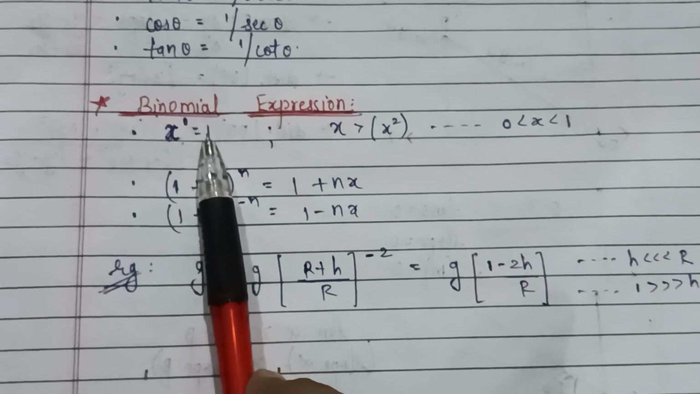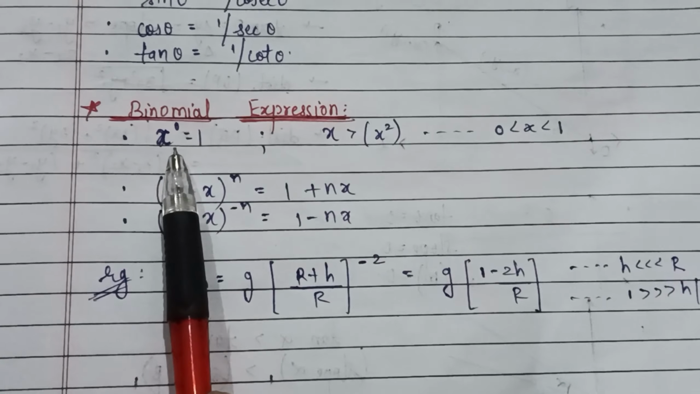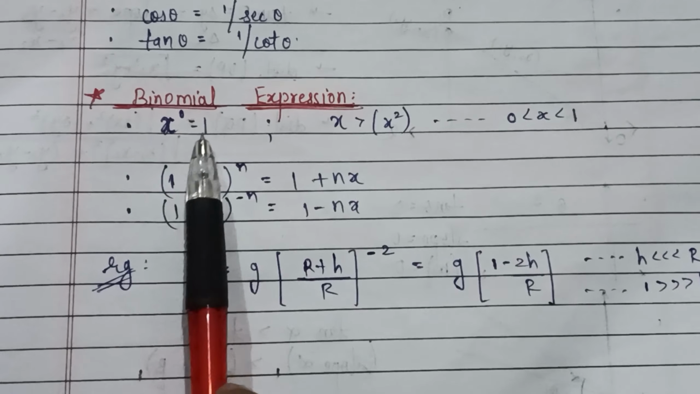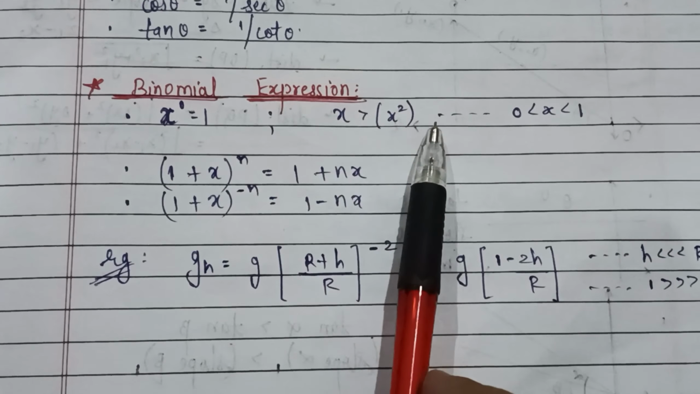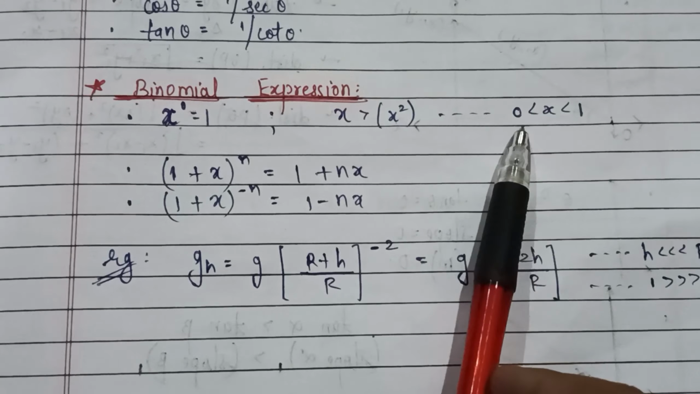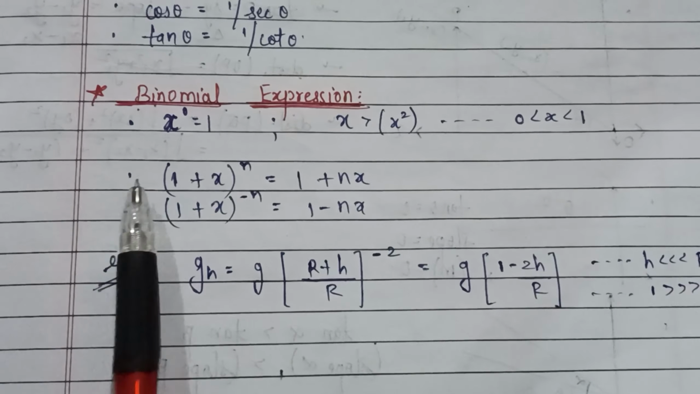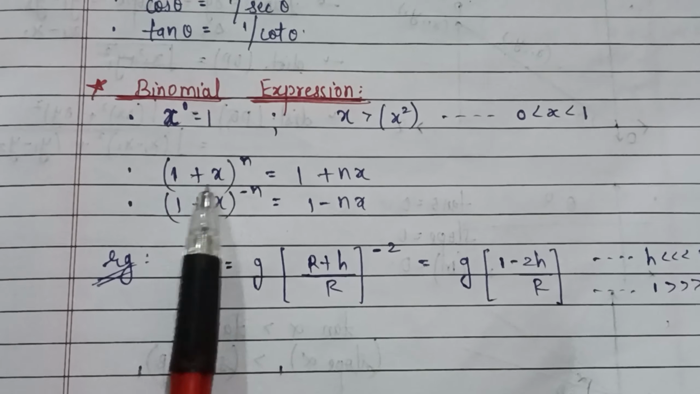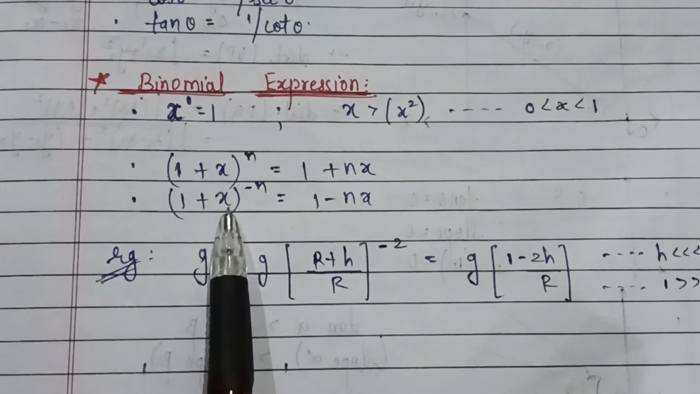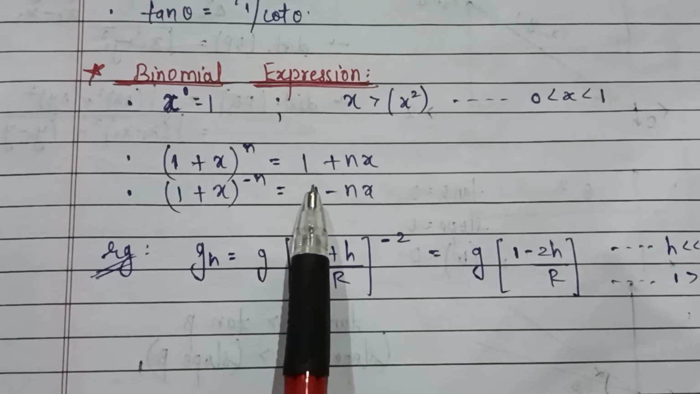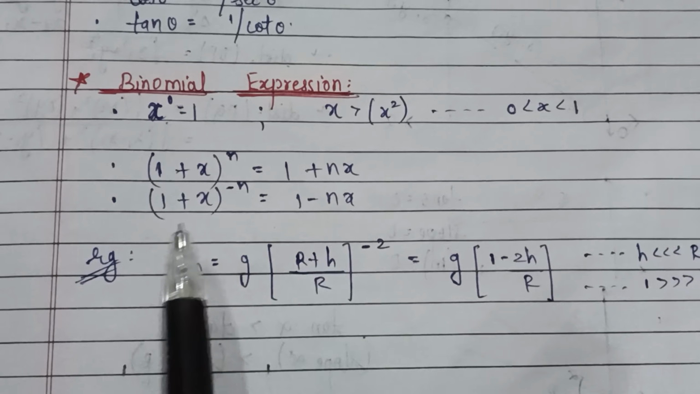Now let's learn about the binomial expression. We all know that x power 0 is equal to 1. x is greater than x square only if x lies in between 0 and 1. 1 plus x whole power n is equal to 1 plus nx, and 1 plus x whole power minus n is equal to 1 minus nx.